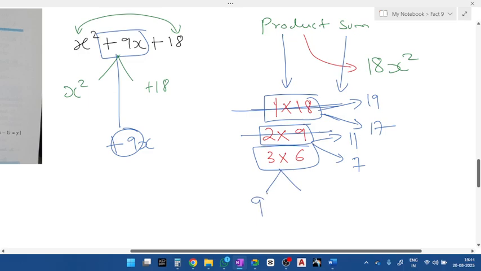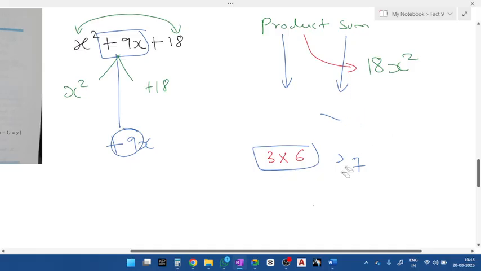When you add, you get 9. When you subtract, you get 3. Can you see we're getting 9 here? When you add them, you're getting 9, right? Next, 3 and 6, students. Which pair do I have to take? 1 into 18, 2 into 9, or 3 into 6? Ignore all the other values. We are supposed to take 3 into 6.